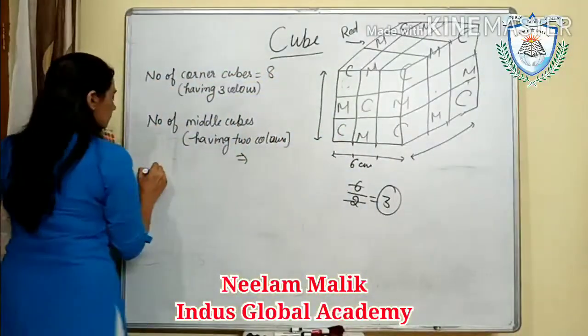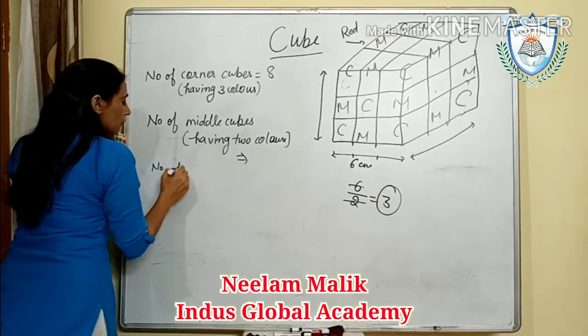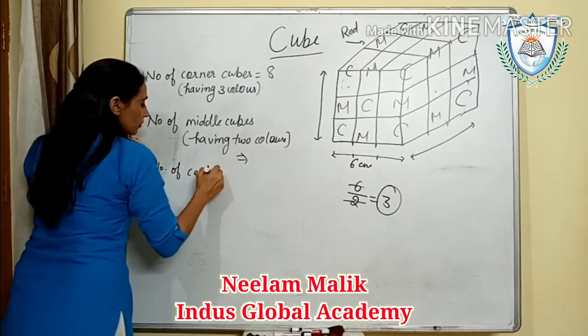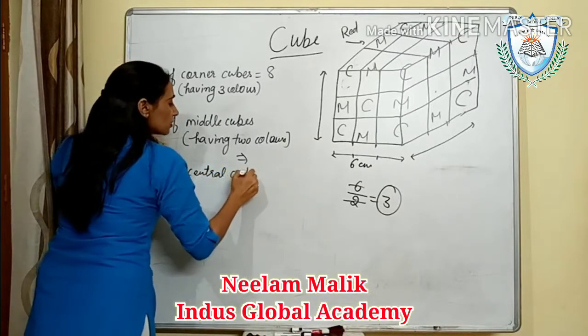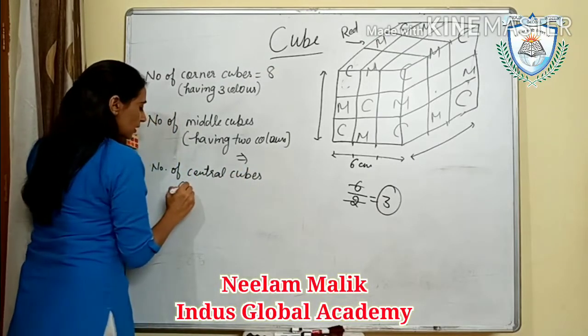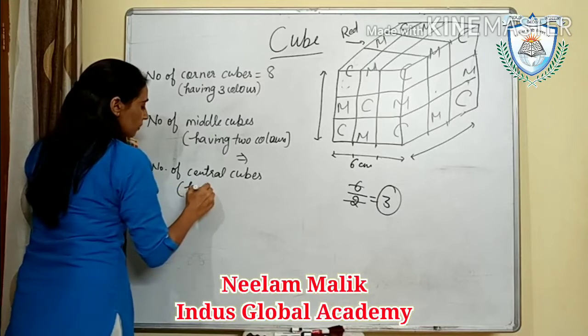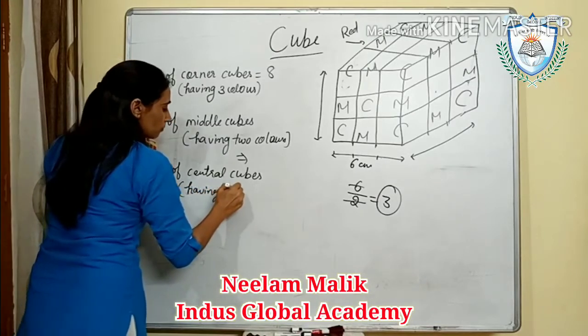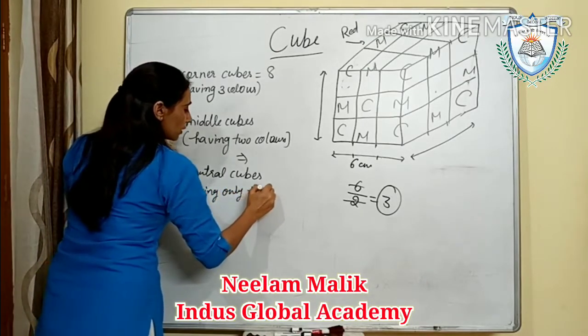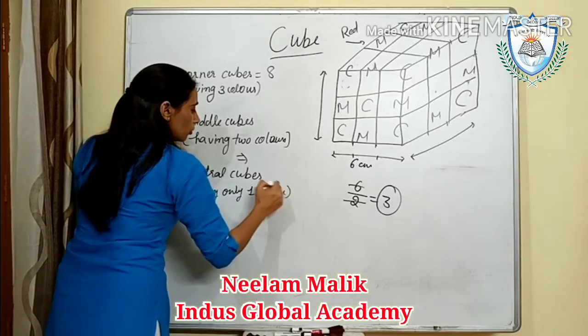So the number of central cubes, we can say, having only one color. Having only one color. Okay.